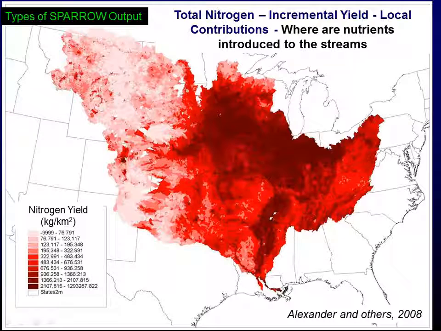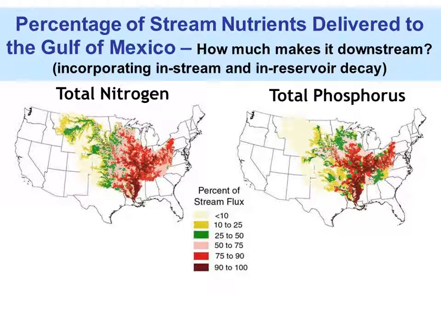This is just describing what's happening on the landscape. We can also describe the incremental load, what's coming from the landscape and getting into the river. And this may be really important to a local community that wants to say, okay, which areas are losing the most nutrients? Not how much is getting to the Gulf of Mexico, but just how much is coming off the landscape. So we can use it for that.